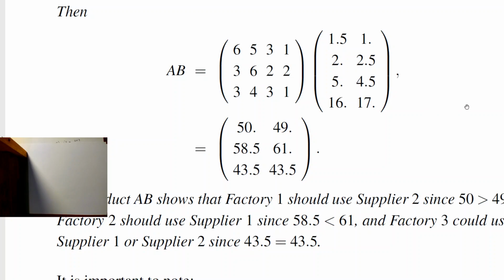Factory 2 should use supplier 1 since 58.5 is less than 61, so the costs are lower with supplier 1 for factory 2, and factory 3 could use either supplier 1 or supplier 2 since both of those numbers are the same.